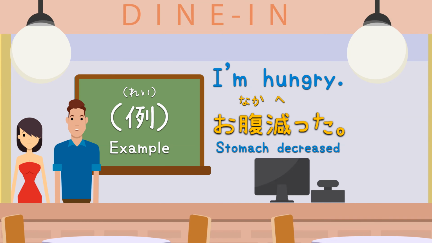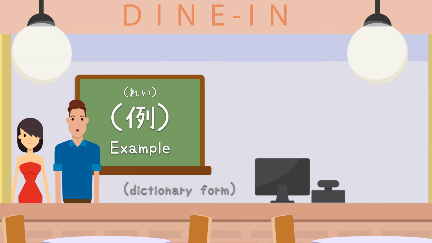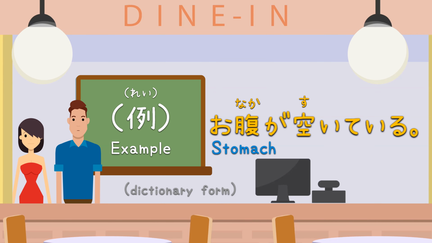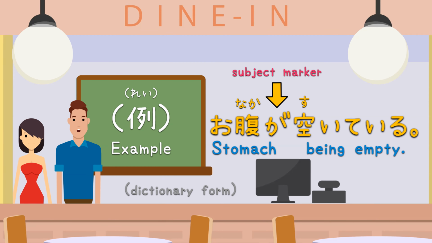In Japanese, you don't say, I'm hungry. You say, my stomach is empty. More formally, you might say, お腹が空いている, or stomach, marked by a subject particle, ga, is being empty.